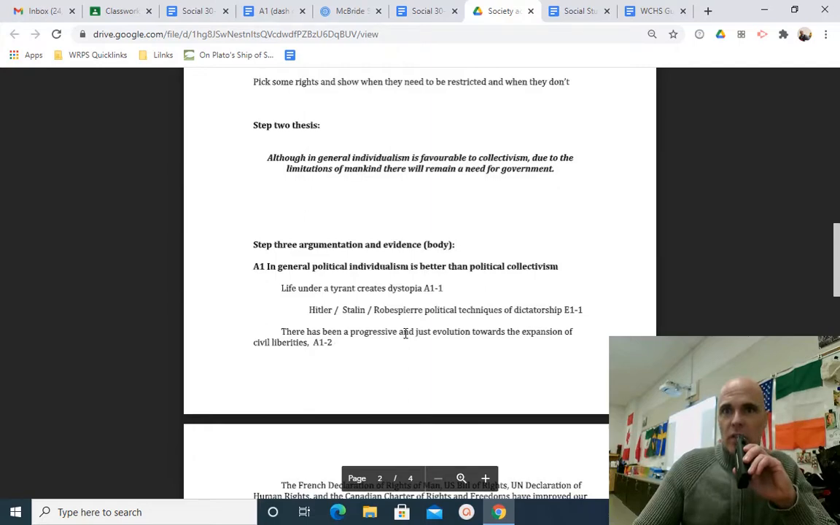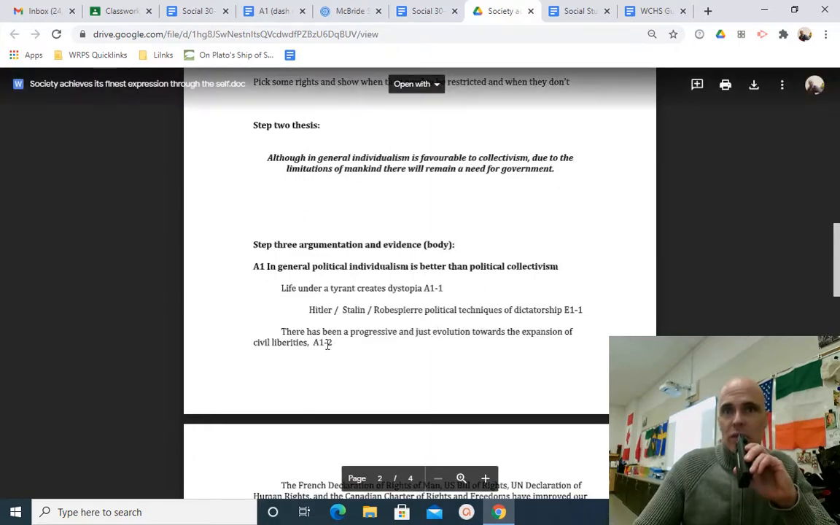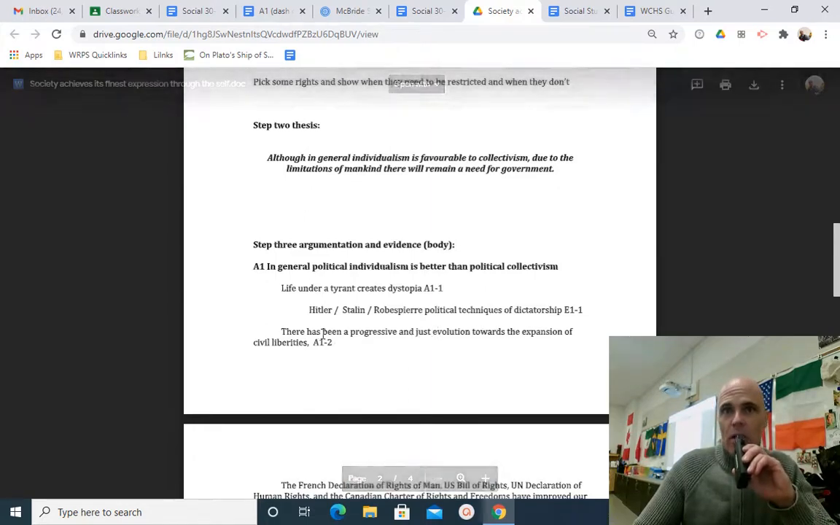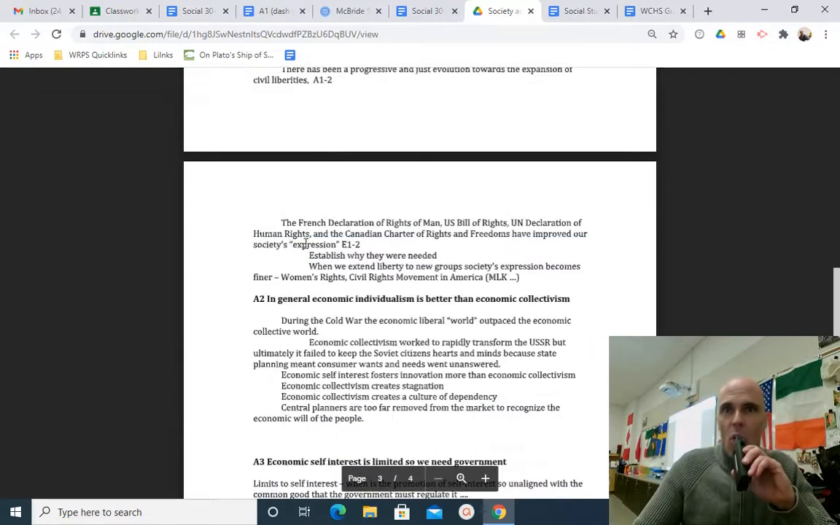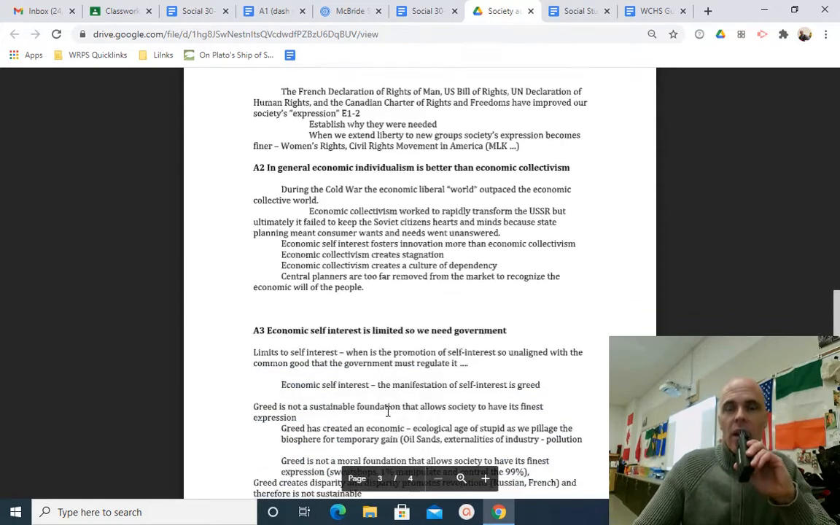There's been a progressive and just evolution towards the expansion of civil liberties is another supporting argument. And we have a whole bunch of stuff underneath that too, including the civil rights movement. A2, in general, economic individualism is better than economic collectivism. And you can see a list of things that we can explore there.